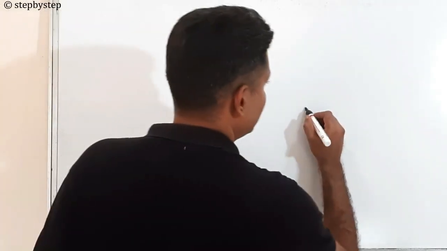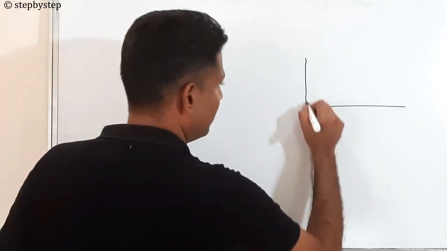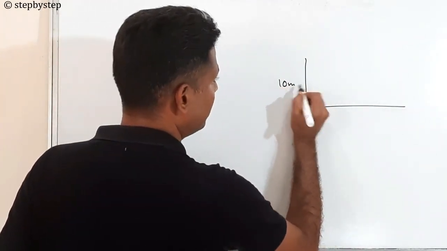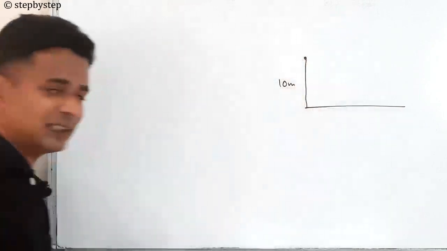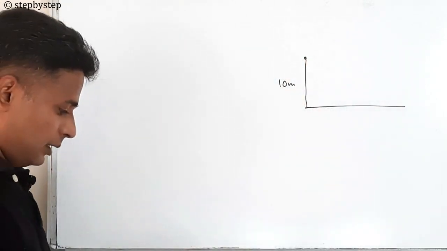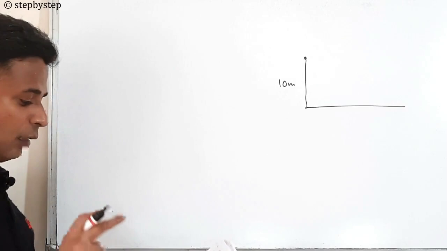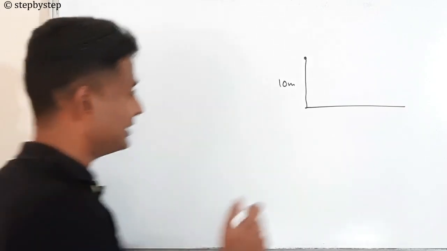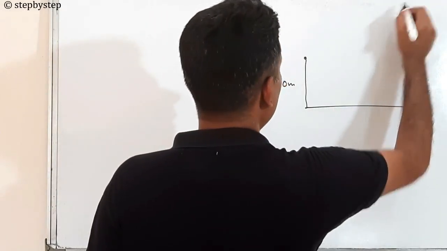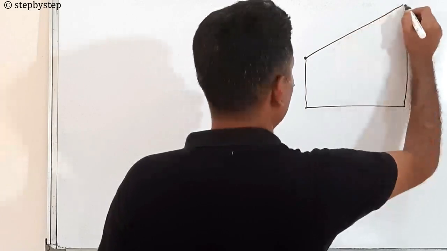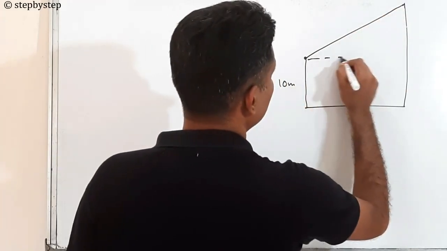Alright guys, now the next question. A man standing on the deck of a ship which is 10 meter above water. So let's say this is the water and the deck is 10 meter above water, which means he is standing somewhere here. Observes the angle of elevation of top of a hill as 60. So there is a hill and he observes the angle of elevation as 60, which means what?